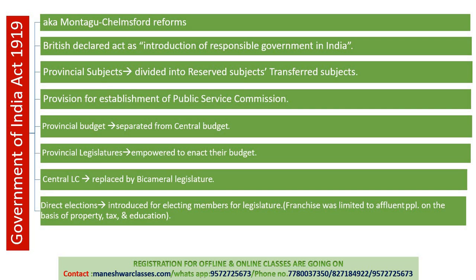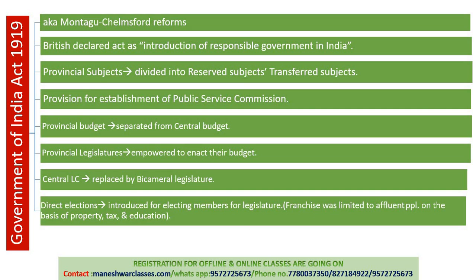Now, the provincial budgets were separated from the central budget, and the provincial legislatures were empowered to enact their budgets. The provision for establishment of public service commissions was made, and the office of High Commissioner for India was set up in London, which transferred some functions of the Secretary of State to the High Commissioner.